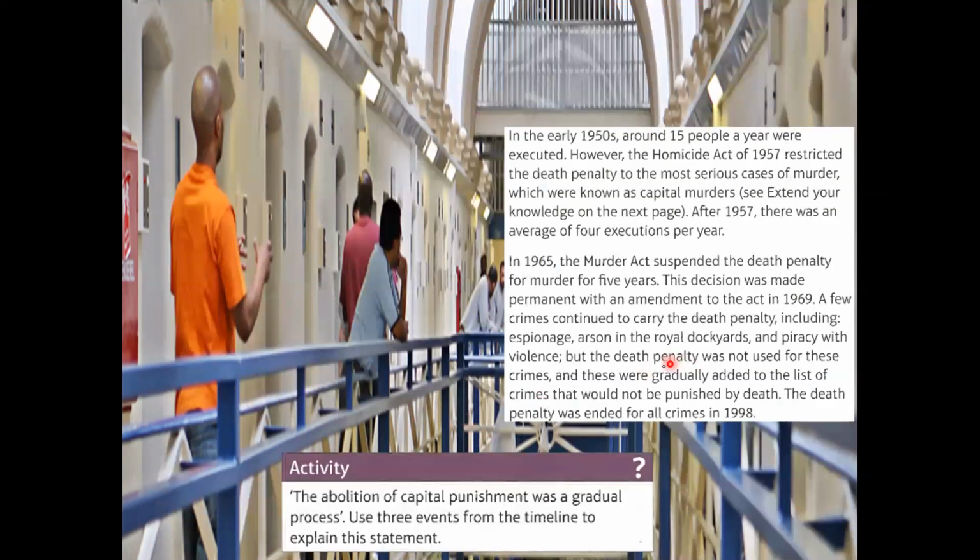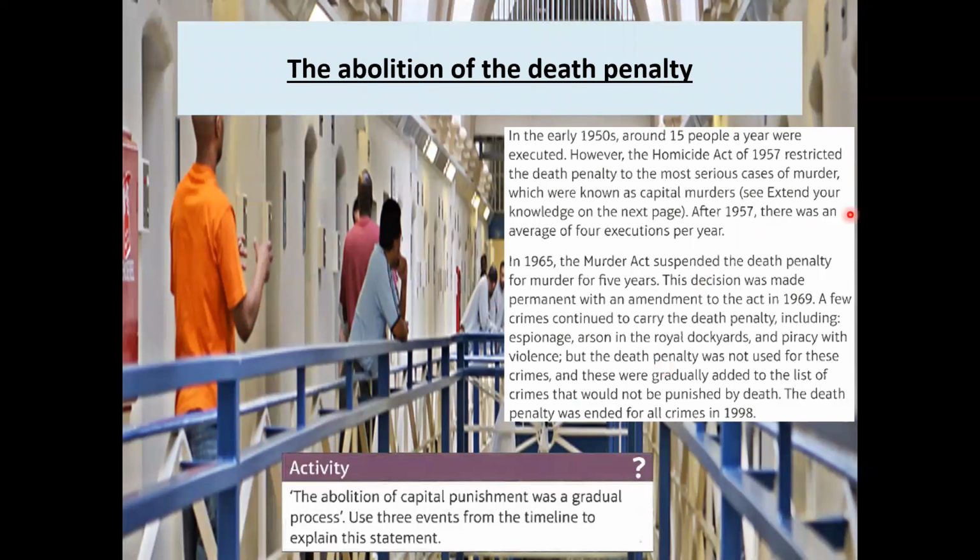In the early 1950s, around 15 people a year were executed. The Homicide Act of 1957 restricted the death penalty to the most serious cases, capital murders. After 1957, there was an average of 4 executions. We go from 15 to 4. In 1965, the Murder Act suspended the death penalty for murder for 5 years. So they actually scrapped it for 5 years, and then the decision was made permanent in 1969.